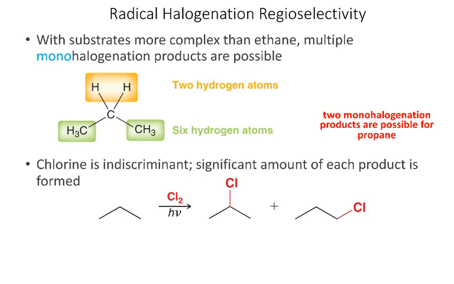Now, in the previous example, we just had methane, and so there was only one monohalogenation product possible. But if we have different types of hydrogens, then we can form multiple different products. For example, if we react propane with chlorine in a radical halogenation process, we can add the chlorine both here and here. And chlorine in particular is very reactive, and so it will often form all of the different possible products.